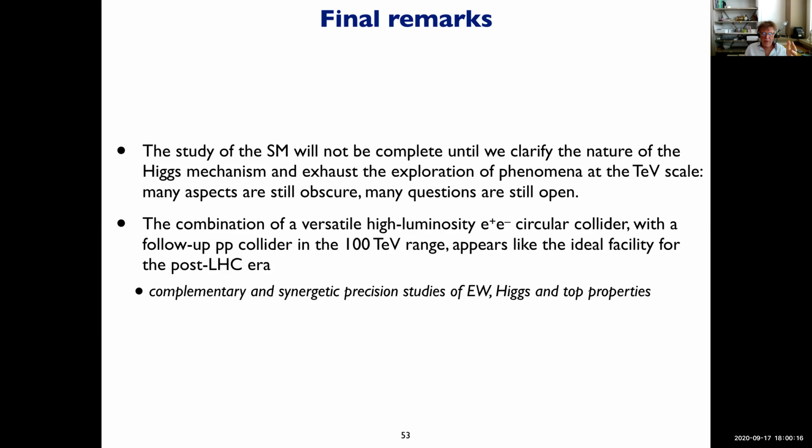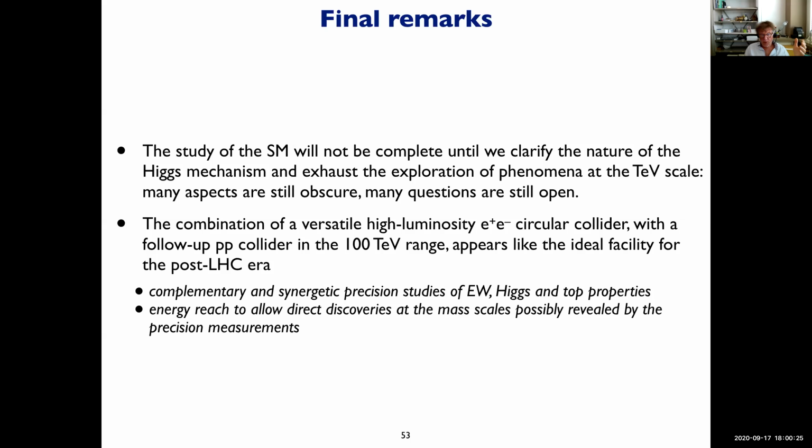The two machines are complementary and synergetic in the precision studies of the electroweak, the Higgs, and the top properties, and the energy reach of the 100 TeV, of course, allows for direct discoveries at the mass scales that could possibly be revealed by the precision measurements. This is the same way that LEP and LHC complemented each other. It's absolutely clear that this is the facility that will provide the best hopes for the discovery of new physics and certainly for completing in more detail our understanding of the standard model. Thank you.